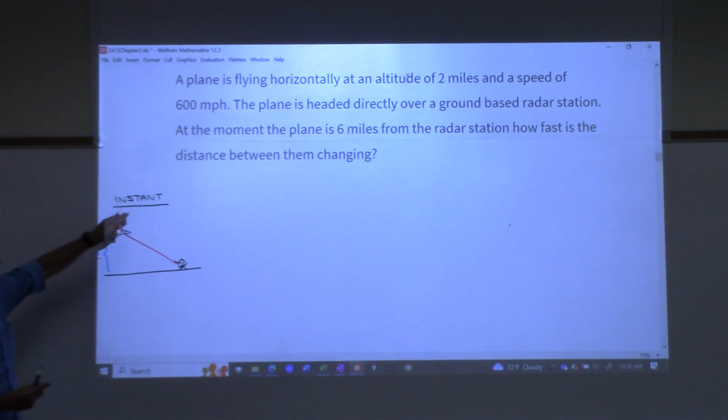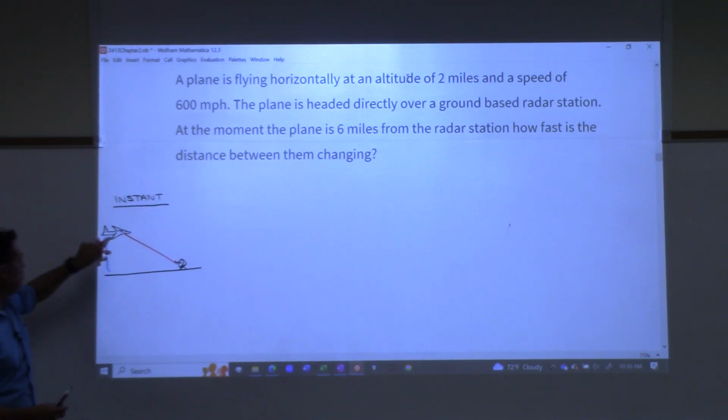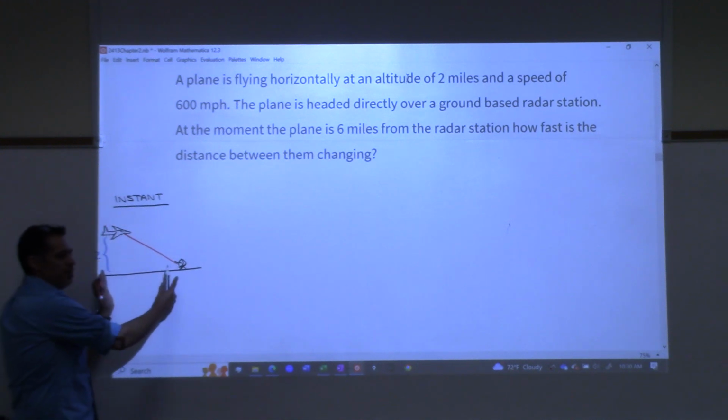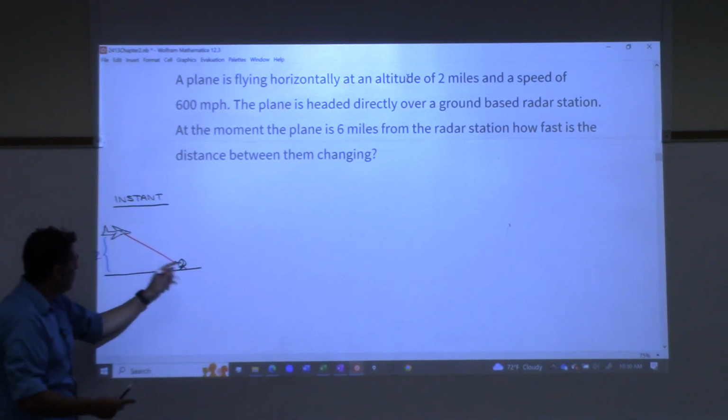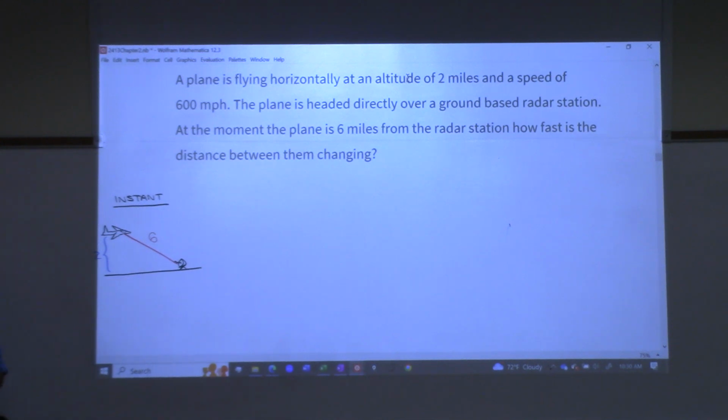But right now I'm drawing the instant picture. And at the instant we're talking about, we want to know when that distance is what? At the moment the plane is 6 miles from the radar station, right? We mean straight line distance. We don't mean like the shadow of the plane on the ground. When this distance from here to here is 6, right? That's the instant we're talking about. Yeah?